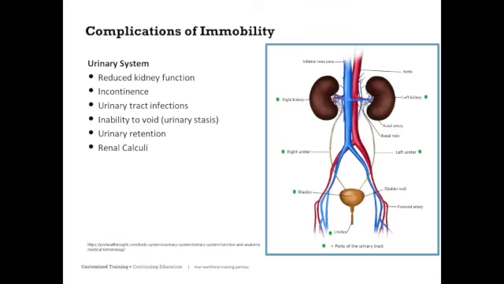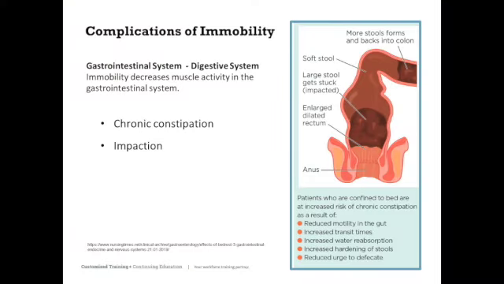This puts people at higher risk for urinary tract infections. This also puts people at higher risk for urinary stones to develop. Our next body system is the digestive system. When we are immobile, there can be changes to the digestive system. We can have a lower appetite.